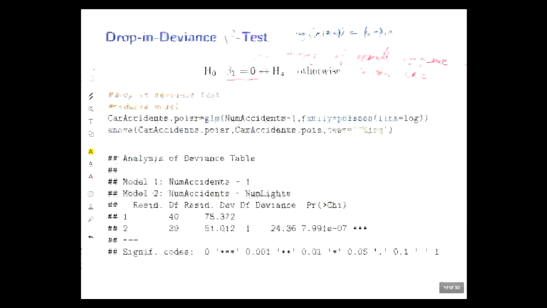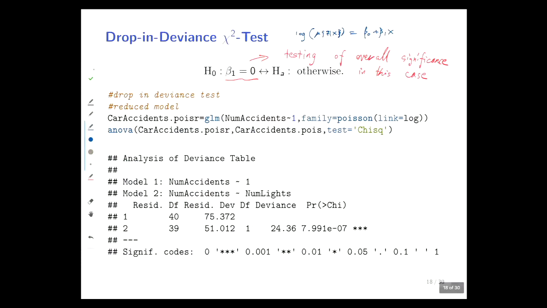So this is our model. That means we only have two coefficients, and one coefficient here, beta 1, corresponds to the coefficient of the explanatory variable. Because we only have one explanatory variable, testing beta 1 equals 0 is also testing of overall significance in this case, because we only have one variable. So this is really special.